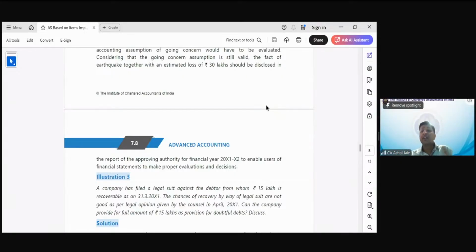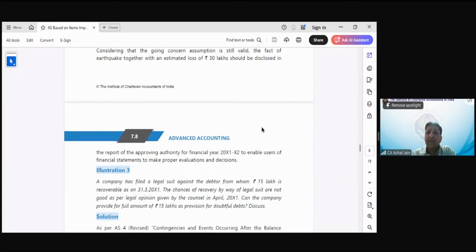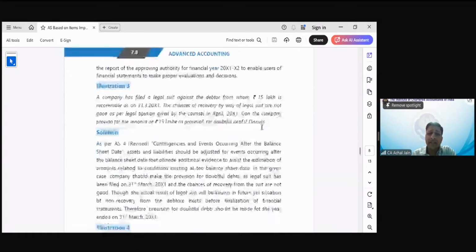Okay, it's not the result of the case. It's the legal opinion received from the council after the balance sheet date. Okay, yeah. Anil is saying winning chances. No, we do not have winning chances here. We have losing chances here. Clear? Okay. All right. So therefore, this provision will have to be created in the reporting year itself.